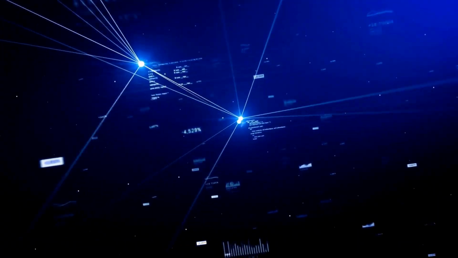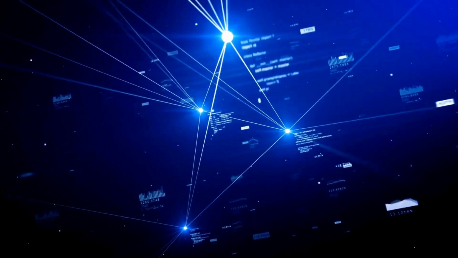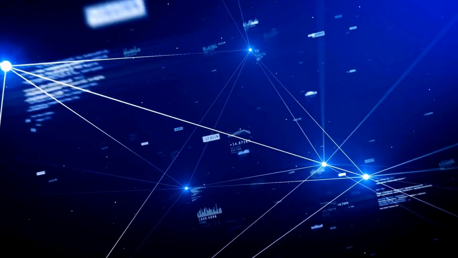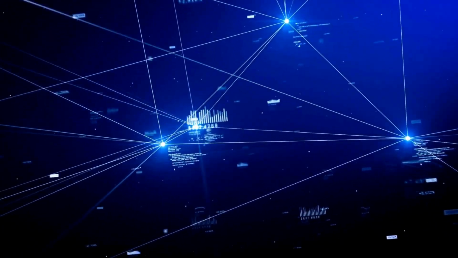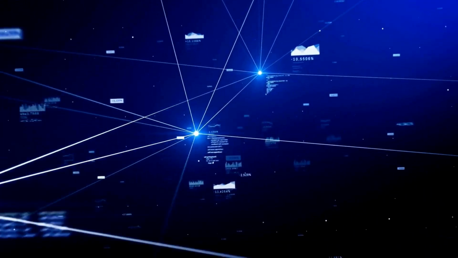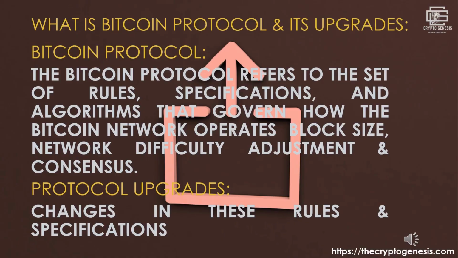Before moving to today's topic, I want to highlight some basic definitions which will surely help us to understand these protocol upgrades. Bitcoin protocol. The Bitcoin protocol refers to the set of rules, specifications, and algorithms that govern how the Bitcoin network operates. That is, block size, network difficulty adjustment, and consensus mechanism. Protocol upgrades. Protocol upgrades are actually changes in these rules and specifications.